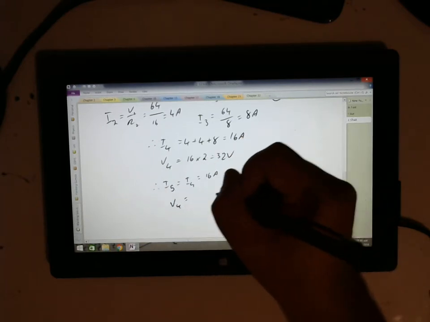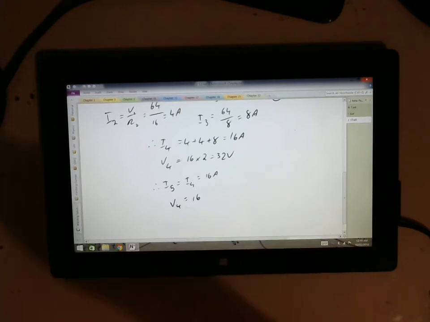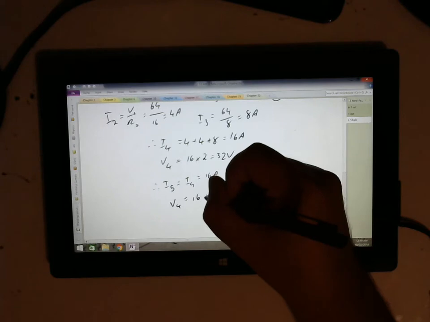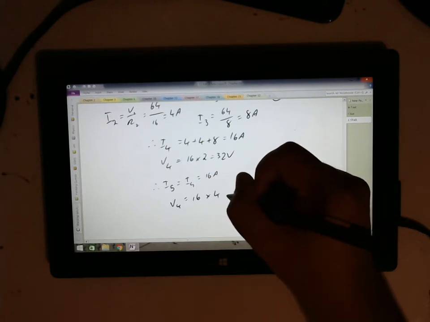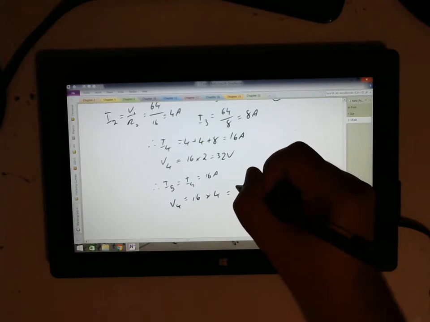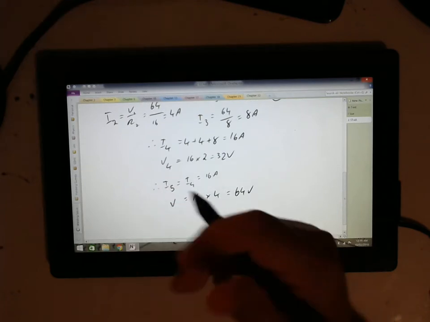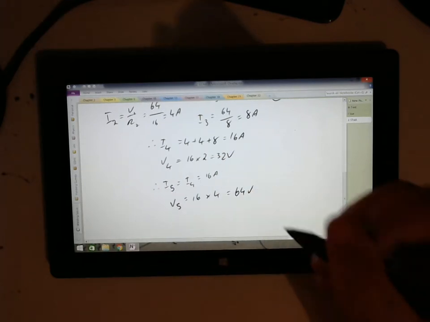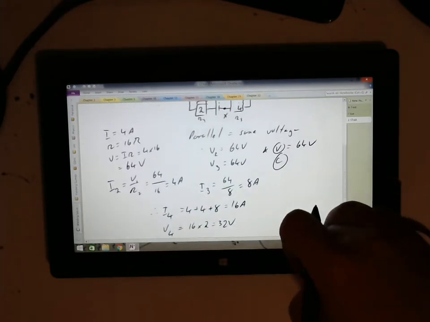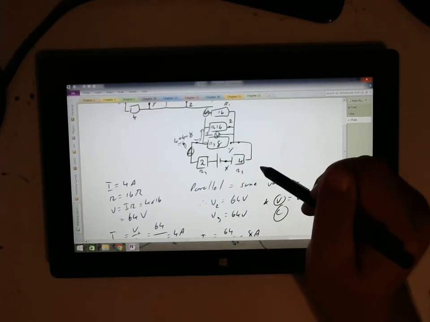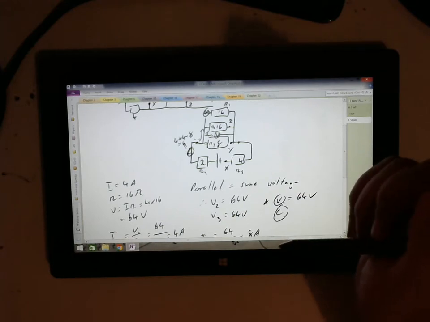Voltage 5 is going to equal, pardon me, 16 times 4 ohms. So remember V equals IR. Let's see, equals 64 volts. Sorry, that should be voltage 5. So now we know every bit of voltage being used up around every element and every bit of current on every bit of element.